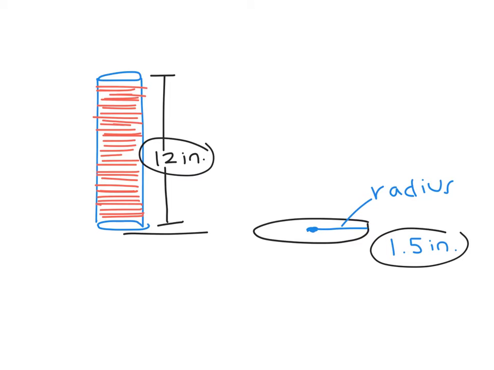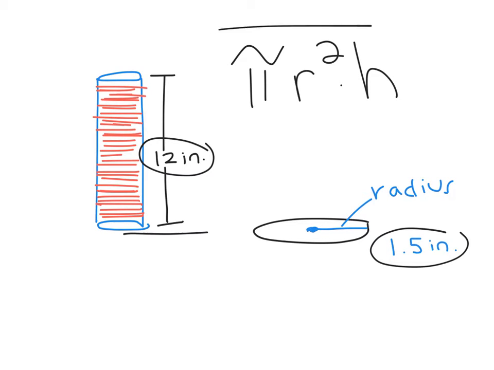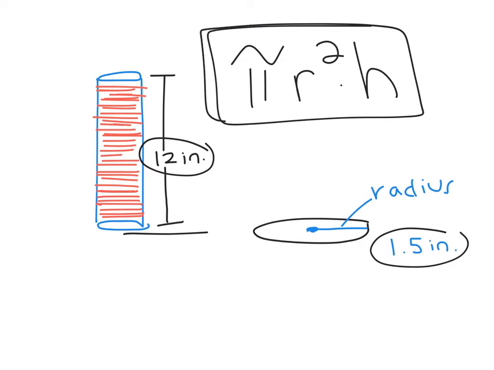Your formula, make sure you have it written down. Your formula for volume of a cylinder is pi radius squared, pi r squared, which is basically the area of a circle, times the height. That's how you find the volume. That's huge in your notes. Make sure you write that down. Volume of a cylinder.